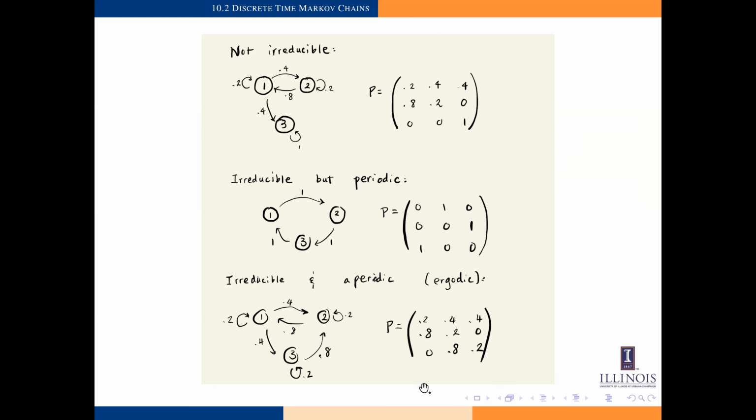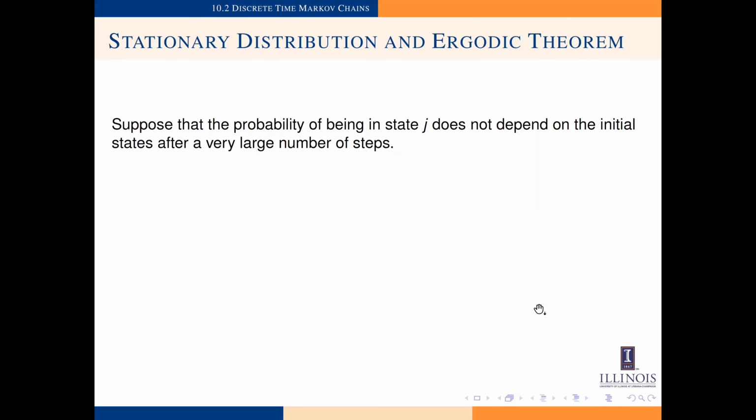The last example is one where the Markov chain is irreducible and aperiodic. In other words, it is ergodic. You can see that you can get from one state to another. And at the same time, the period of each of the states is equal to 1. So why do we care about ergodicity?